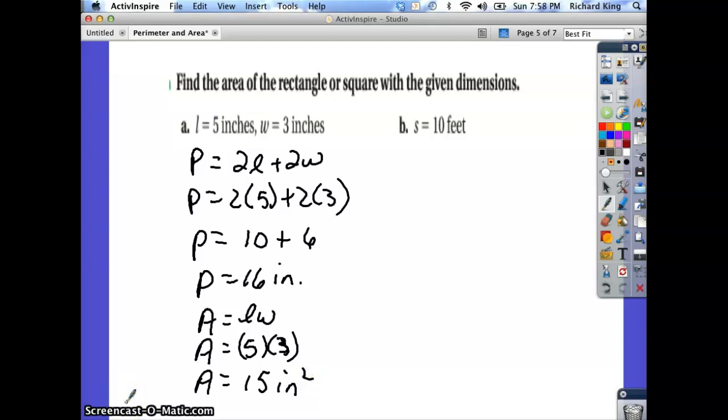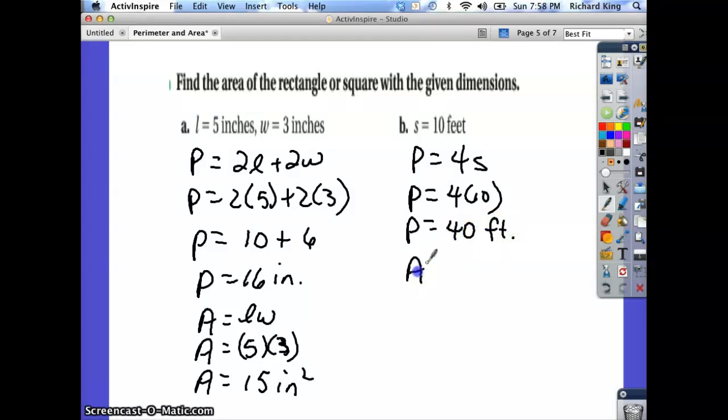So now let's find the perimeter and area of the square. Again, the formula for perimeter of a square is P equals 4S. So P equals 4 times 10. So the perimeter equals 40 feet. Area is side squared. So area equals 10 squared. So area equals 100 feet squared.